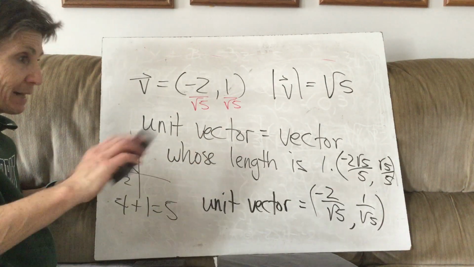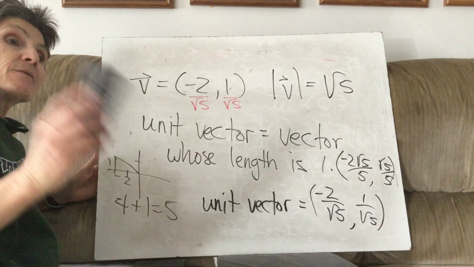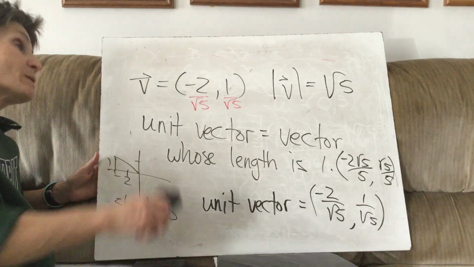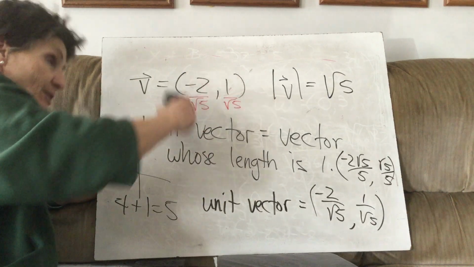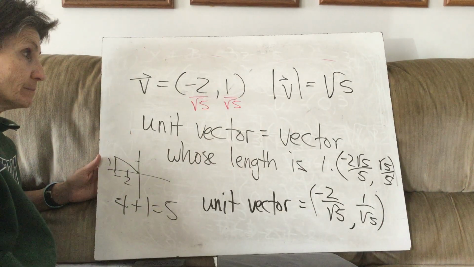Okay, so bottom line, I've done a lot of jabbering. How do we find a unit vector? We simply divide the coordinates of the vector by the magnitude of the vector.